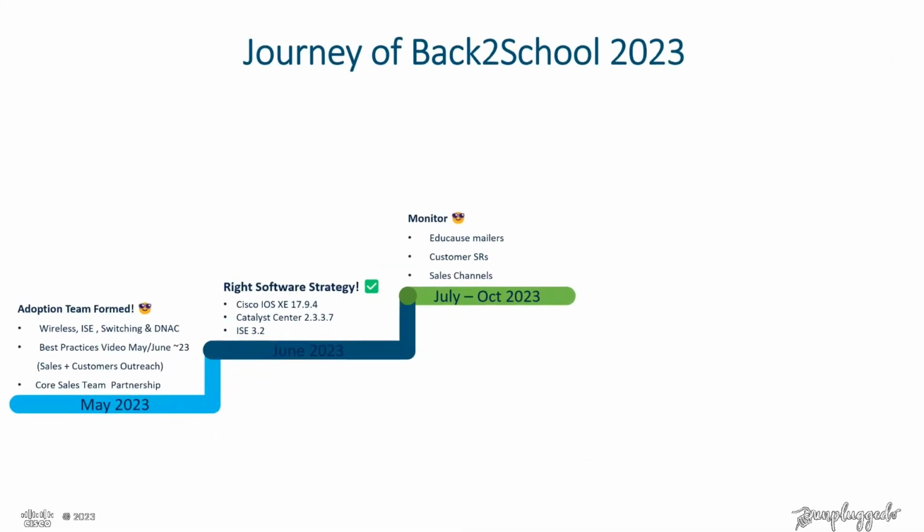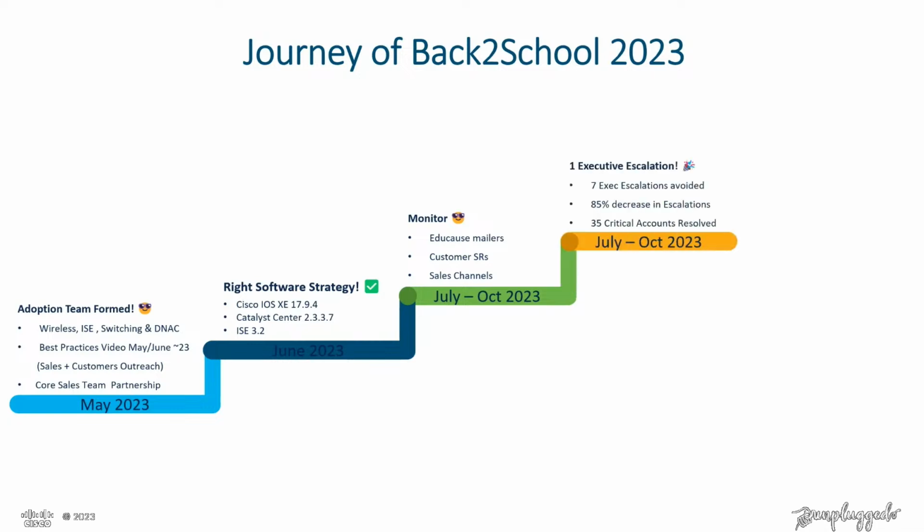What happened after? We monitored some of the EDCOS mailers, incoming customer service requests or the tax service requests, and the sales channels as well. On top of that, we were talking to ad hoc customers to get some insights on what's working and what is not. It used to be like 911 support for the majority of the customer escalations that we used to get. And what is the outcome of this?